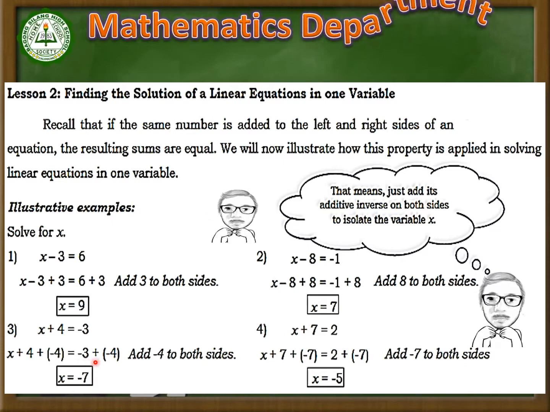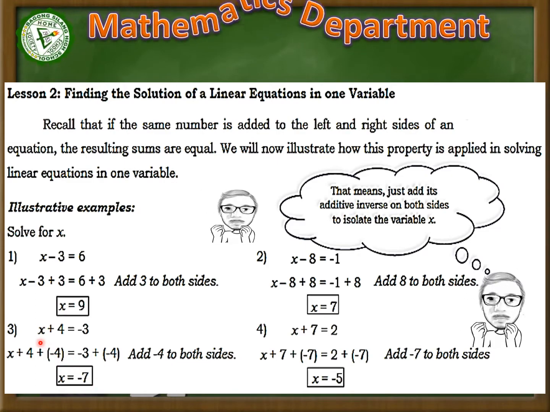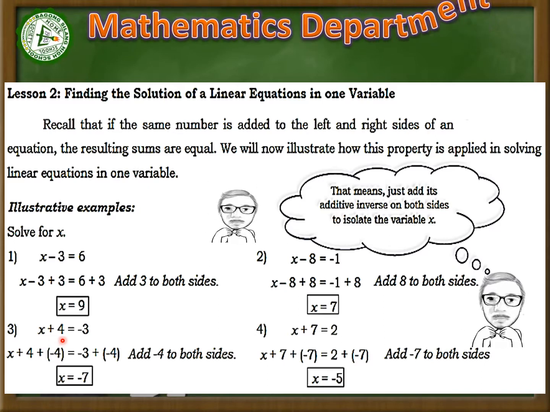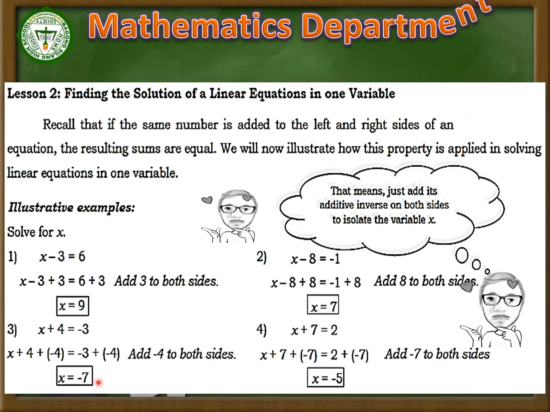Okay, by addition of integers, the value of x equals negative 7. By checking, if x is negative 7, then negative 7 plus 4 is really equal to negative 3. So that's correct.